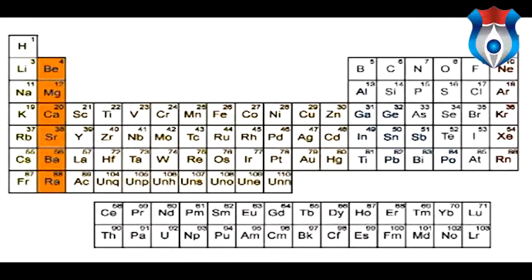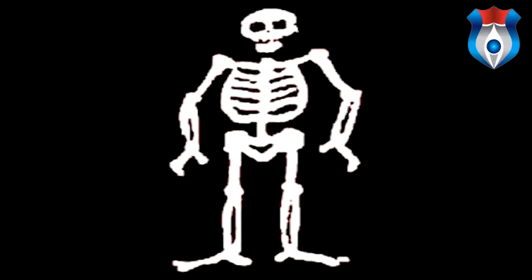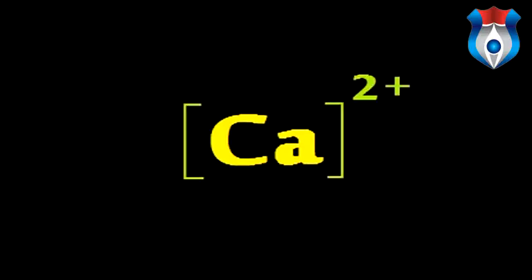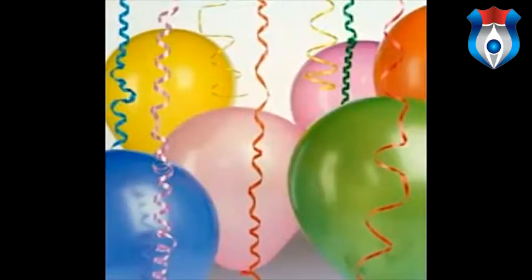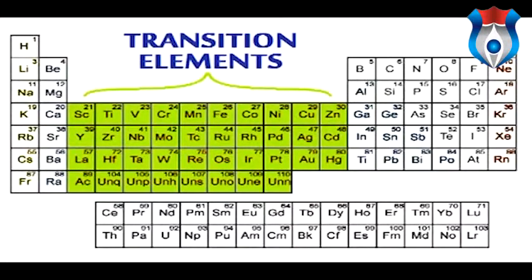Group 2 elements are often called alkaline earth. Calcium's been building bones since well before your birth. They form nice +2 ions and are generally quite fun, though they're not quite as reactive as the metals in group 1. Metals in groups 3 through 12 are transition elements.